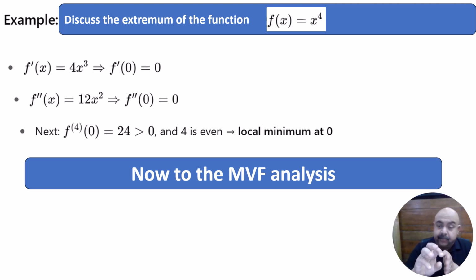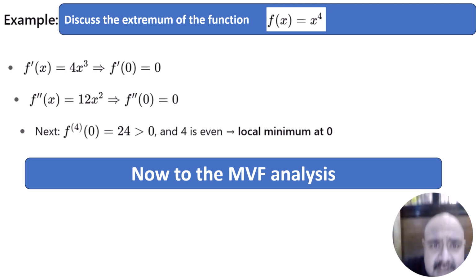If the first non-null derivative is of even order, I will substitute the critical point in this even derivative, whatever the order. If it is greater than zero, I will have a minimizer. Less than zero, I will have a maximizer at this critical or stationary point.